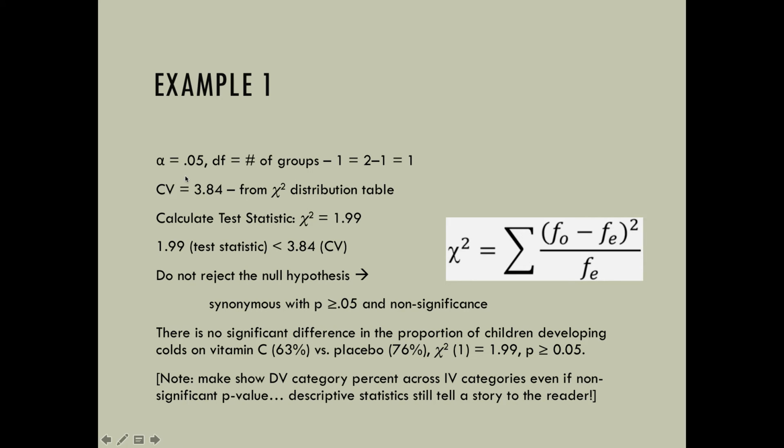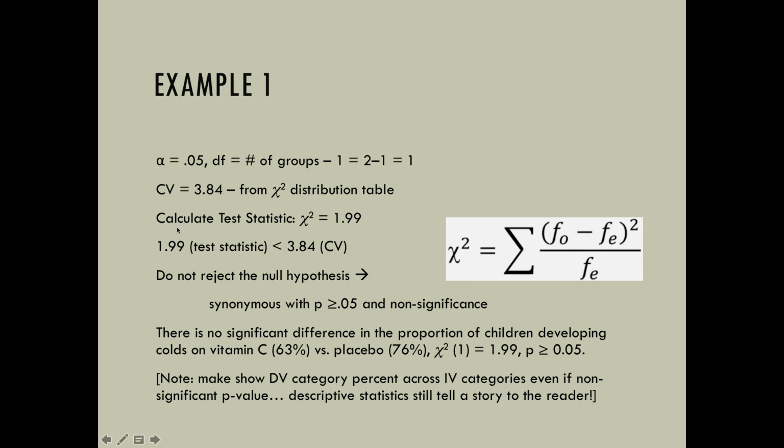So we set our alpha level. The degrees of freedom is the number of groups minus 1. So in this case, we have two groups, those who took vitamin C and those who didn't. So 2 minus 1 is 1. Then we go to the distribution table, which is in your book somewhere, but we're not really going to use it. And we get the CV, which is 3.84.